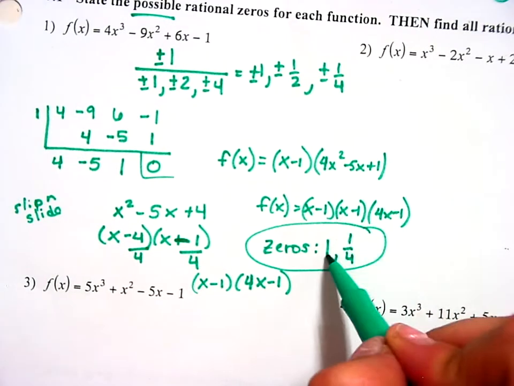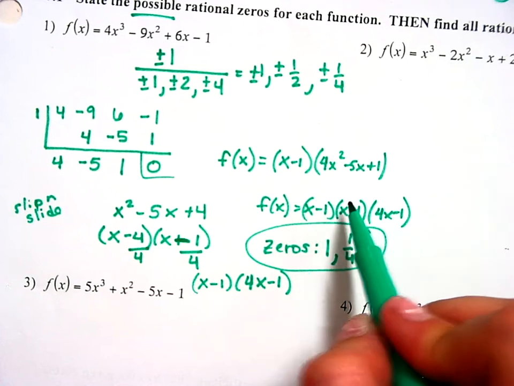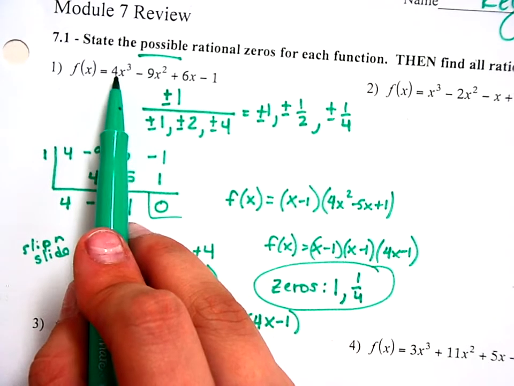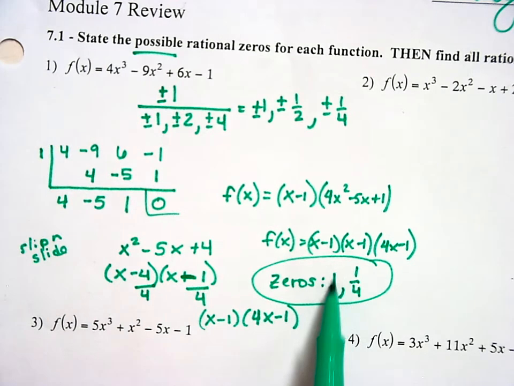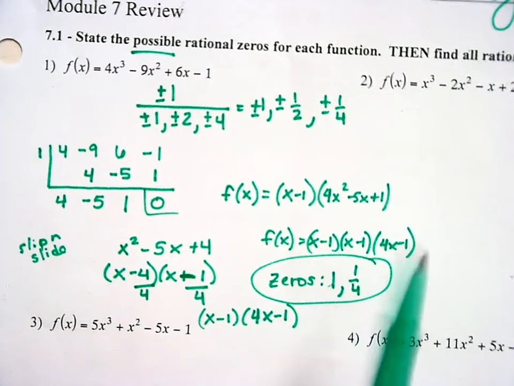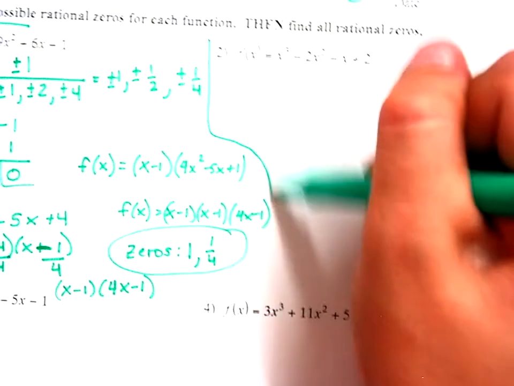Now, 1 is a root twice. So that makes sense because we have a polynomial to the 3rd power. So we have 3 zeros, 1 twice and 1/4. So we're done.